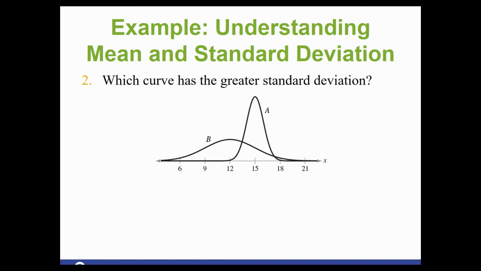Now, if we're using those same two graphs and we want to know which one has a greater standard deviation, remember we're looking for the wideness or the narrowness. And because we want the greater one, we're basically asking which one is wider. Which one is wider? And with that, it's going to be shorter. So in this case, it's curve B.